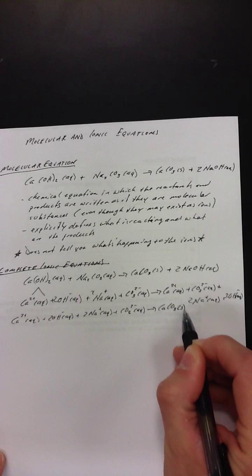Now, in the complete ionic equation representing the reaction of calcium hydroxide and sodium carbonate, some ions, hydroxide and sodium, we'll notice appear on both sides of that equation. This means that nothing happens to these ions as the reaction occurs. They are called spectator ions. So what we end up getting is this net ionic equation. So in a net ionic equation, we have these things called spectator ions.